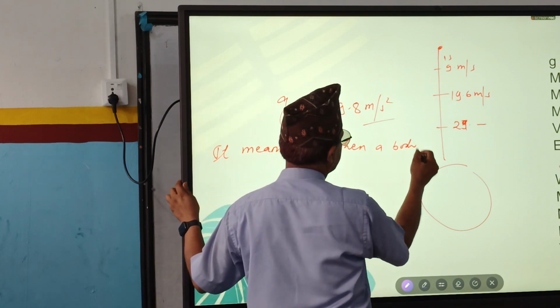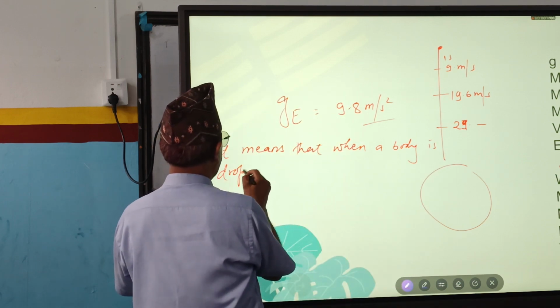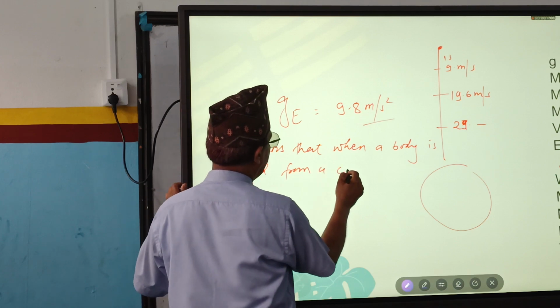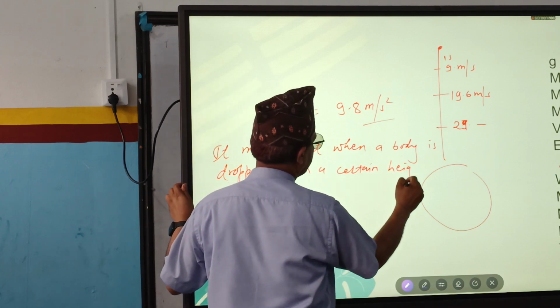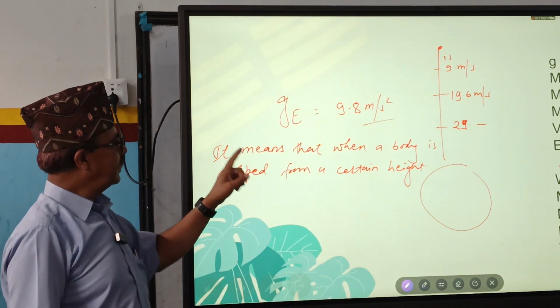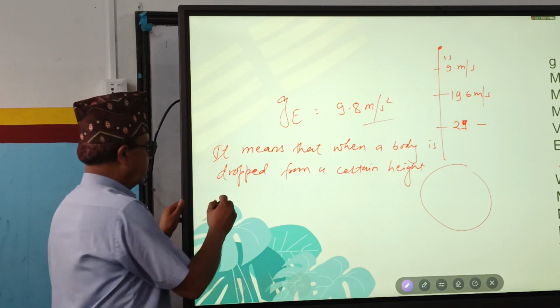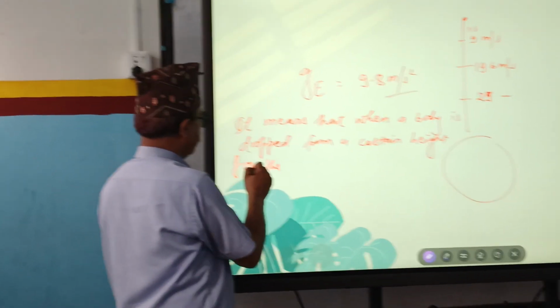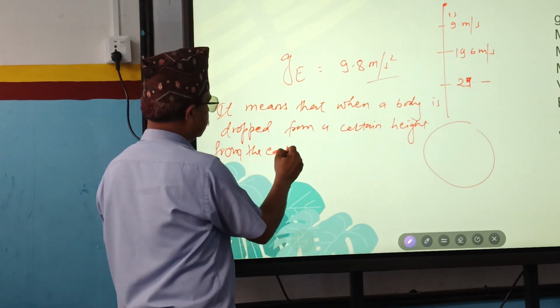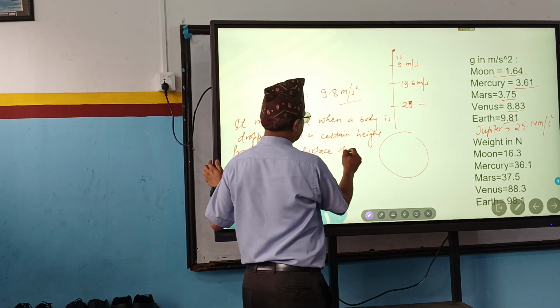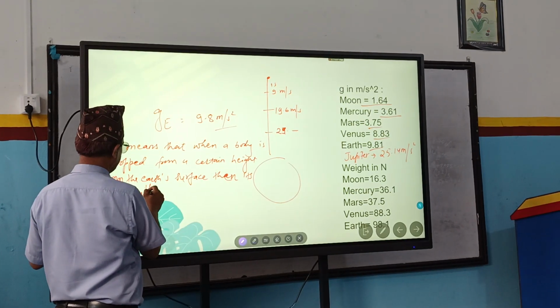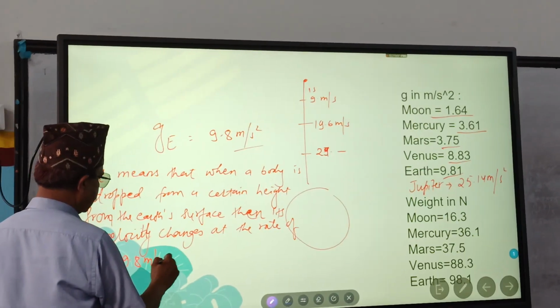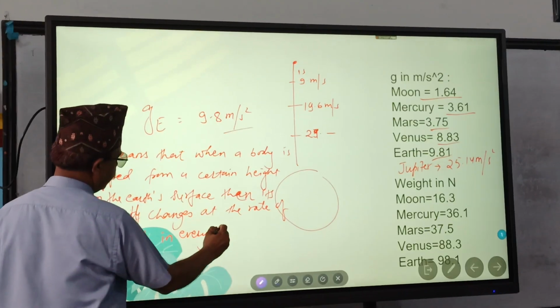Children, look here and read it. What is written here? It means that when a body is dropped from a certain height from the Earth's surface, then its velocity changes at the rate of 9.8 meter per second in every second.